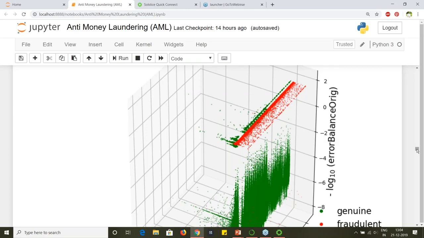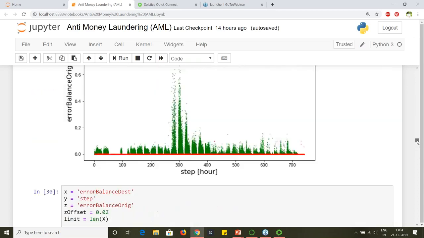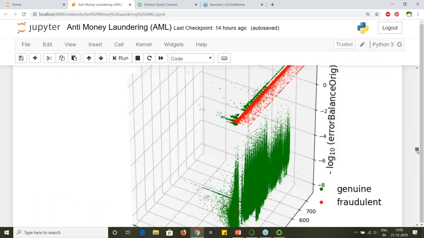So here we can see, if we plot a three-dimensional plot, then we can see the distinction, because in the previous 2D plots you did not see this distinction. At least it was observed in error balance at origin. But when you take account of even the destination account's error, then you will get a 3D plot. Here you can still see at the bottom some red points are there, but most of them are at the top.